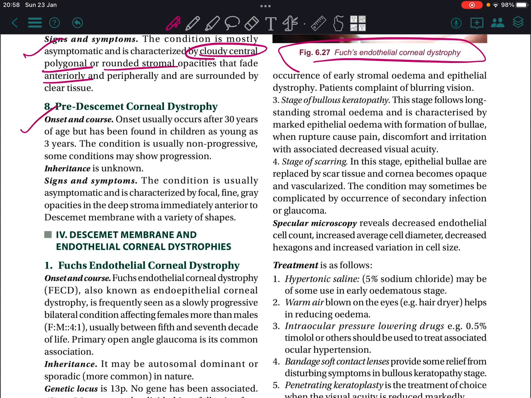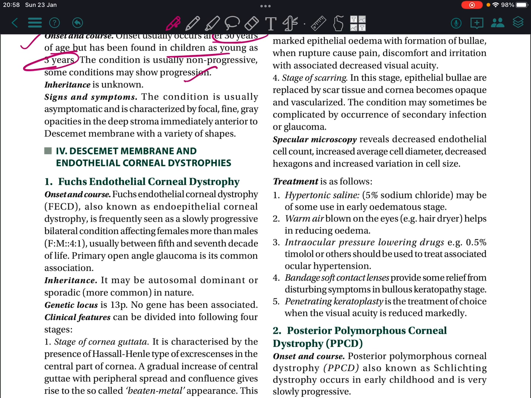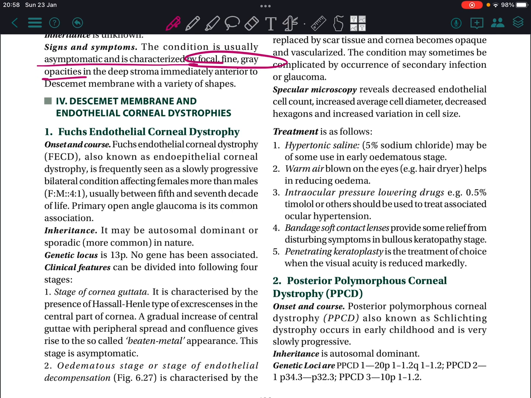Pre-Descemet corneal dystrophy. Onset and course: onset usually occurs after 30 years of age but has been found in children as young as 3 years. The condition is usually non-progressive, though some cases may show progression. Inheritance is unknown. Signs and symptoms: the condition is usually asymptomatic and characterized by focal fine grey opacity in the deep stroma, immediately anterior to Descemet's membrane, with a variety of shapes.